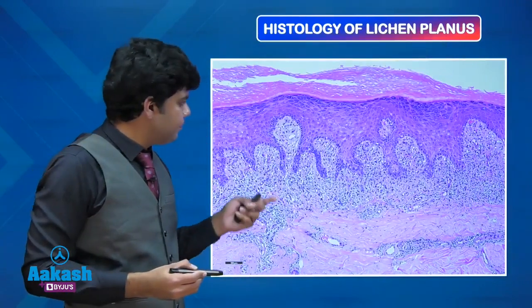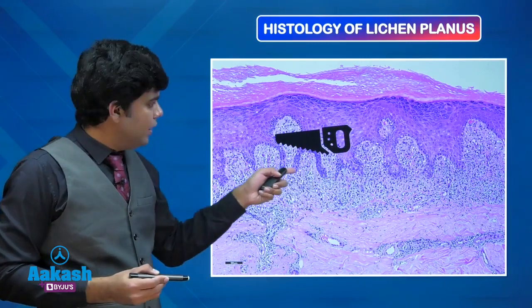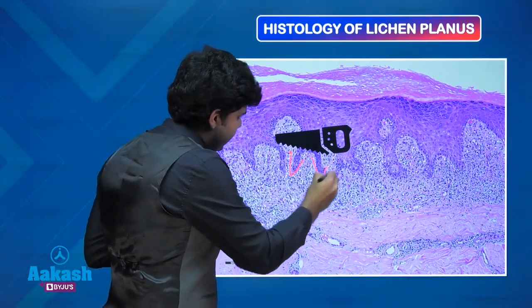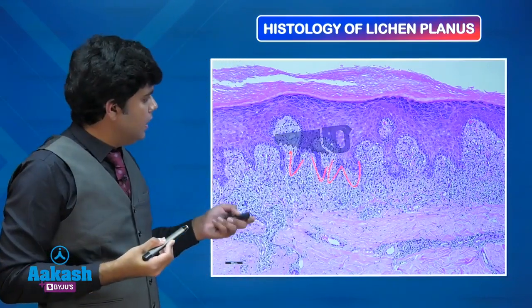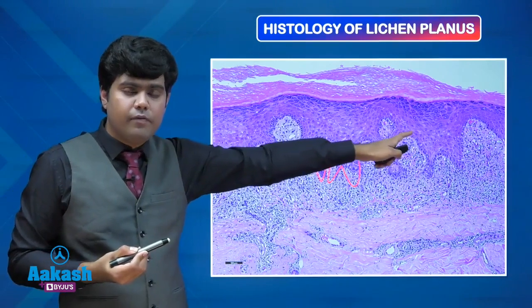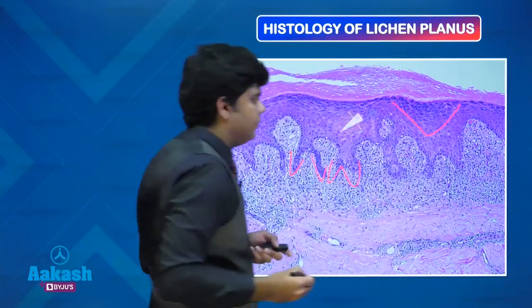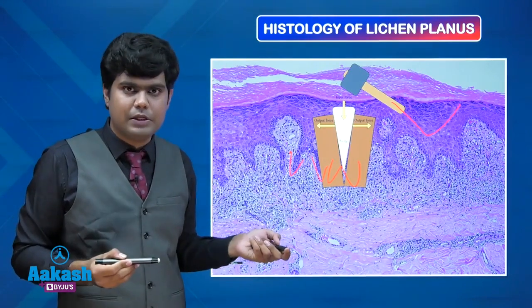Along with that, one more important finding. Let me show it to you here. As you can see here, the shape of the rete is like a sawtooth, sawtooth rete ridges. Also the second thing is the shape of hypergranulosis. It is like a wedge. So wedge shaped hypergranulosis. So these are all the findings of lichen planus.